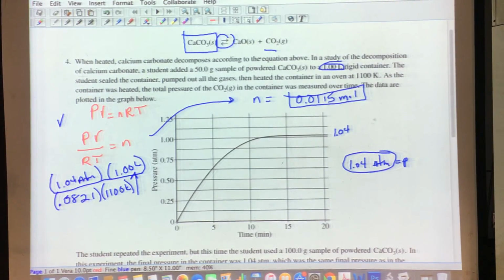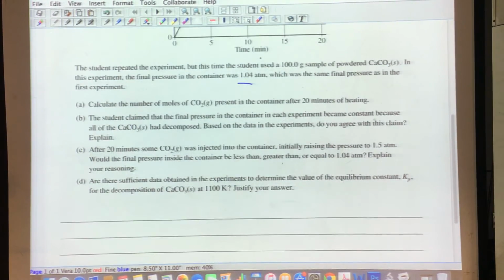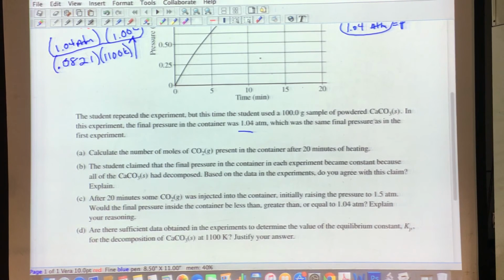Equilibrium. Right. So the student claimed that the final pressure in the container in each experiment became constant because all of the CO2, based on the claim, I disagree. And you just can't say disagree. I disagree because both experiments had the same pressure, meaning they both reached equilibrium.